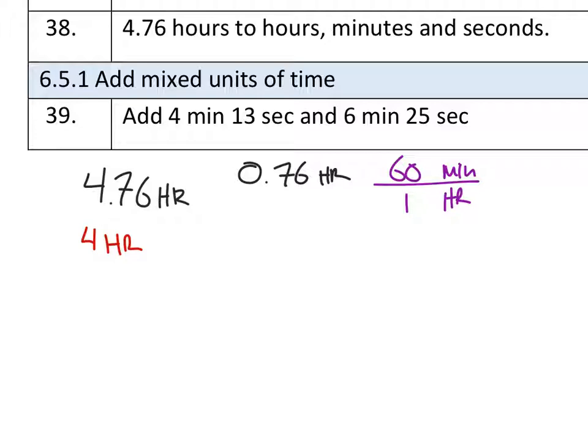So I got 0.76 times 60, and yeah, that does. So we end up with 45.6 minutes. So it's definitely 4 hours and 45 minutes. We just got to figure out what this 0.6 minutes is in seconds.